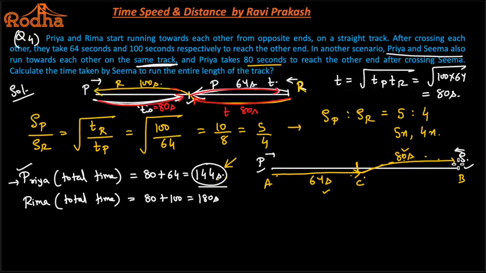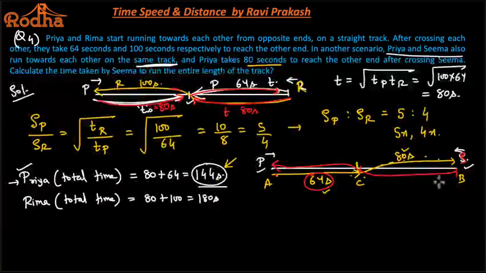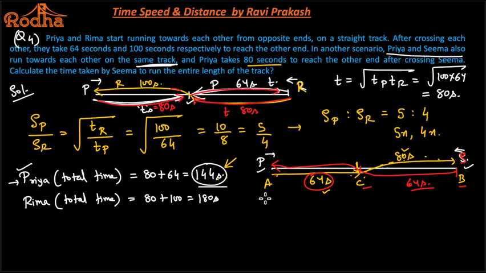What will happen with Seema? Seema started from here and Seema will cover like this. This is her journey, right? So the point is that they started at the same point. So if Priya covered this distance in 64 seconds, then obviously Seema will also cover this distance from here to here, like CB, in 64 seconds, right? Okay, so what they're asking is, right now I don't know what the time taken by Seema is. So let's say the time taken by Seema after crossing is TS.